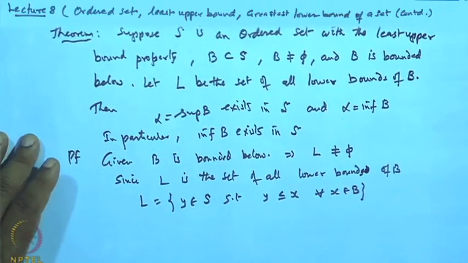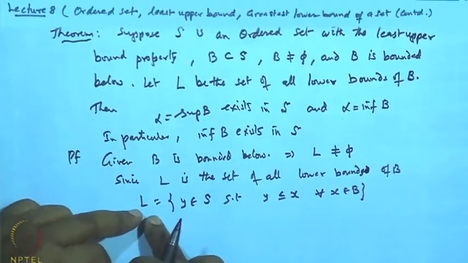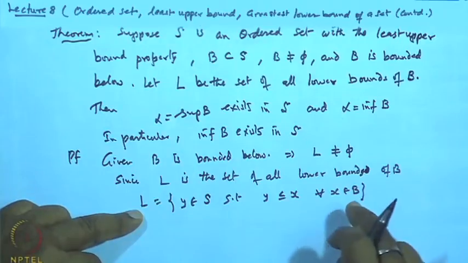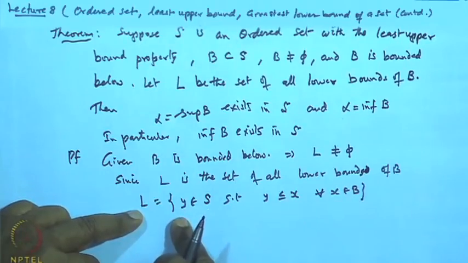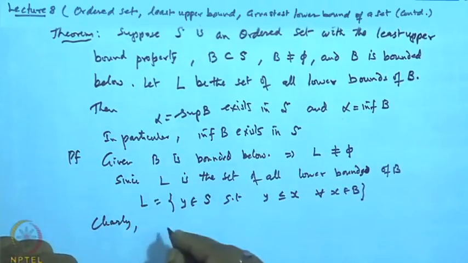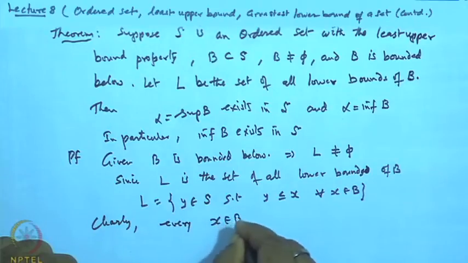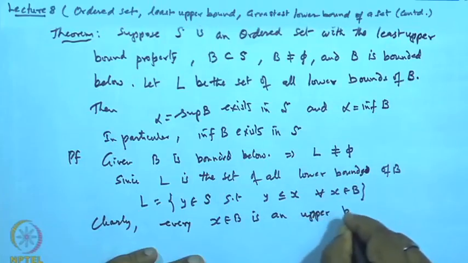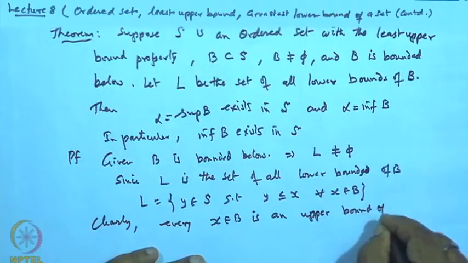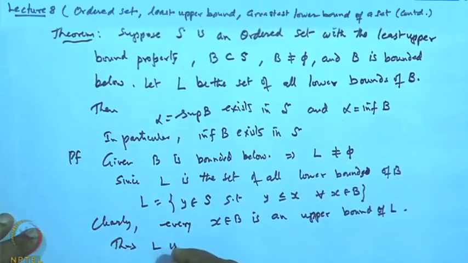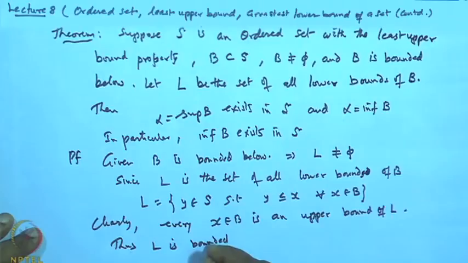Now, if we look at L, L is the collection of those points which are less than or equal to x for every x. It means every point of B behaves as an upper bound for L. So, clearly every x in B is an upper bound of L. So, it means L is bounded above.